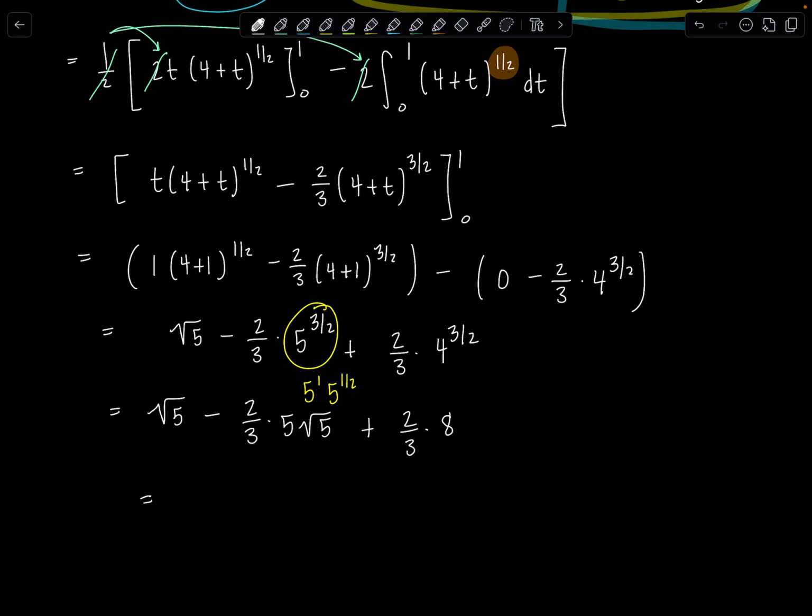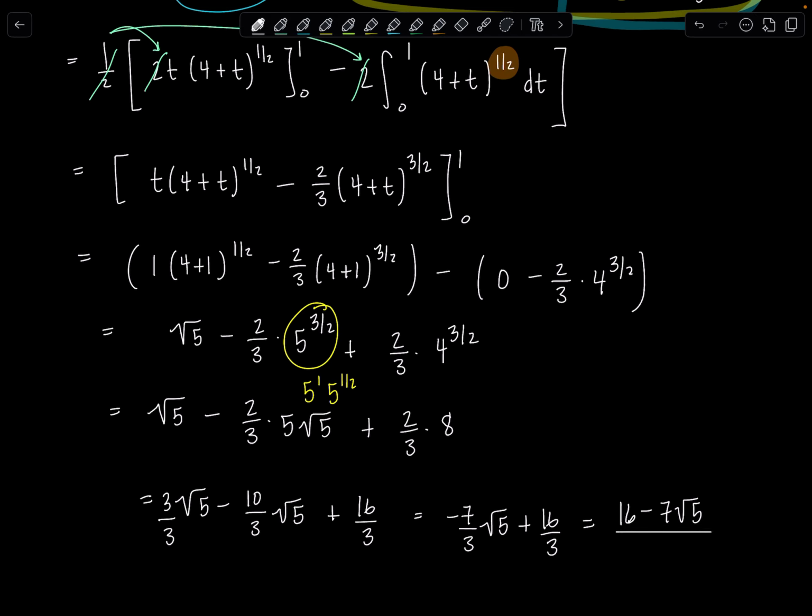So we have 1 square root of 5 minus 10/3 square root of 5 plus 16/3. If you want to think of it, this is 3/3, right? So 3/3 minus 10/3, that's negative 7/3 square root of 5 plus 16/3. I could just put it all over 3, right? 16 minus 7 rad 5. I think that's as cute as it's going to get, you guys. There's our simplified answer. And yay, algebra.